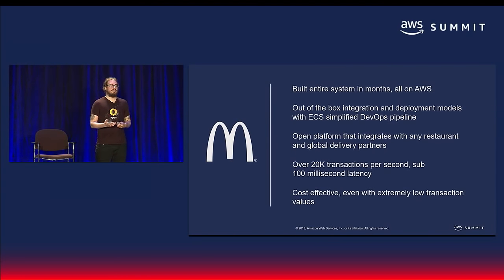The reason why is because ECS offered a simplified DevOps platform that took them from nothing to successful ability to deploy a container quickly. And they're able to now integrate with all these restaurants and global delivery partners, handling 20,000 transactions per second with sub 100 millisecond latency. And most importantly, it's also very cost effective, so they can run this system and offer delivery to people without worrying about it costing a lot of money.